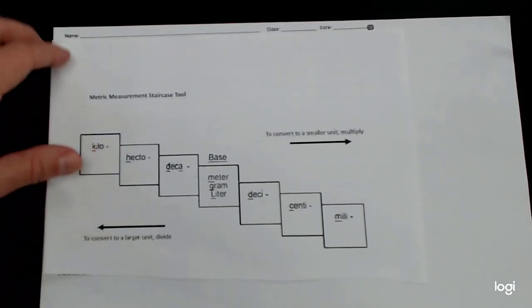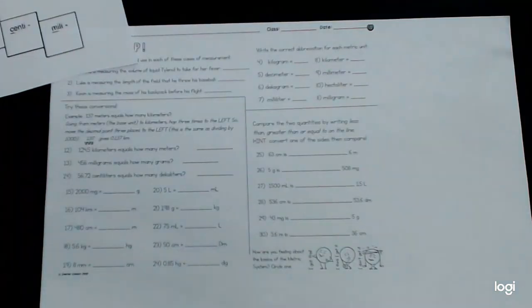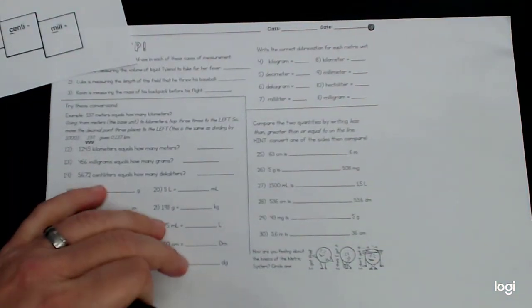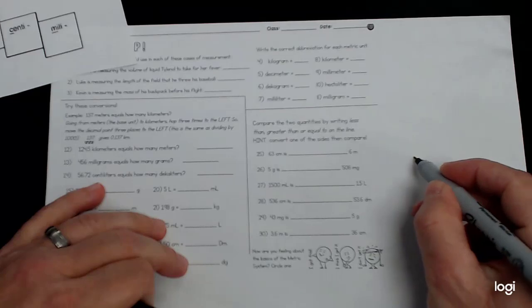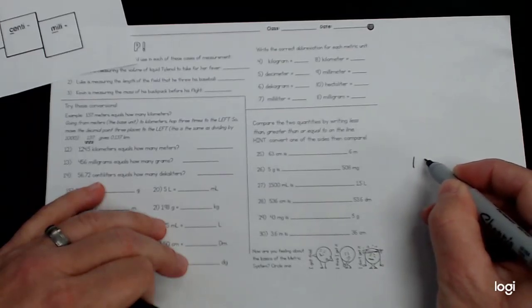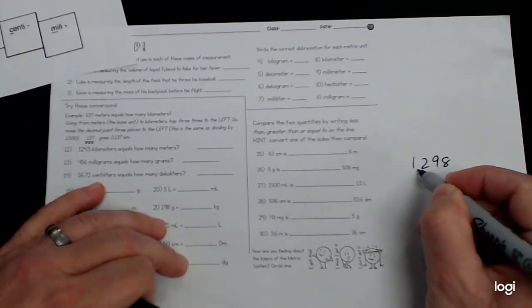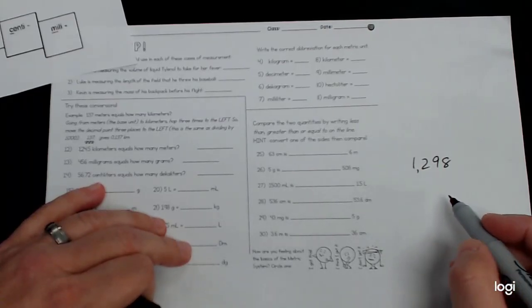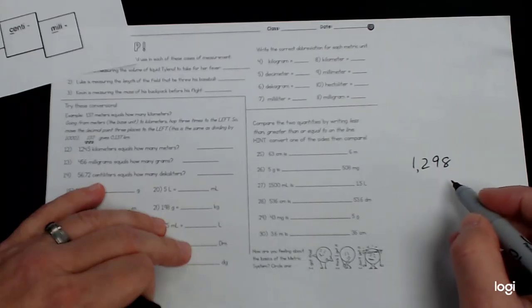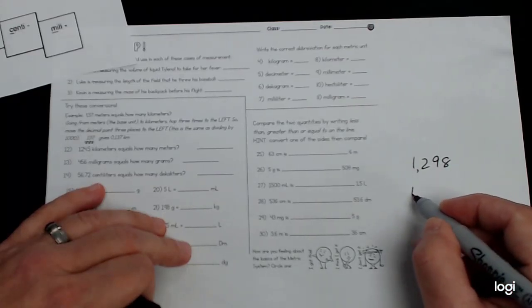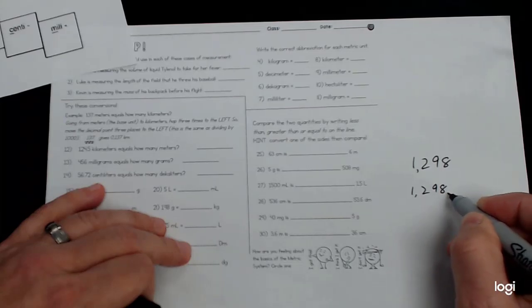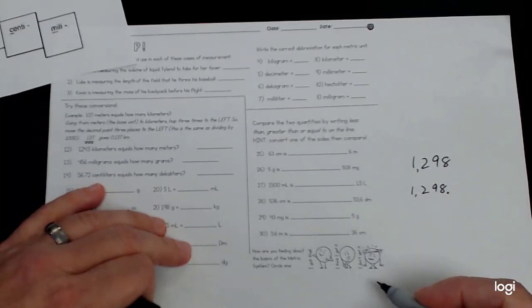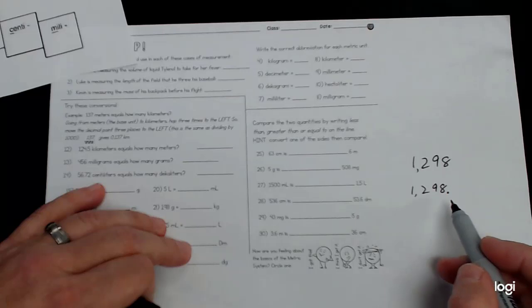So let's do this. Let's take a number. I'm just going to pull a random number out here. Let's take the number 1,298, okay? This is a whole number. And just remember, when you're dealing with whole numbers, the decimal is always at the end. So if I were to draw this with a decimal in it, I would say 1,298 point. Now, when it comes to using the metric staircase, essentially we're just moving the decimal in order to make some sort of conversion.